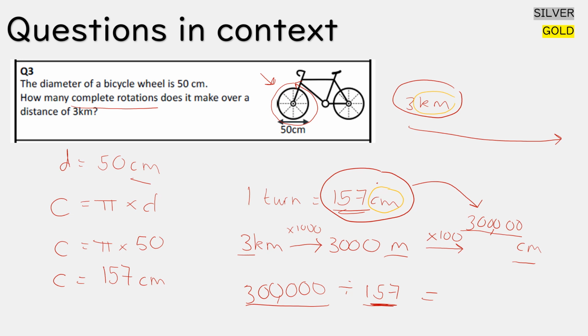Gives me a decimal answer, 1,910.82 and so on. I'm just going to put dot, dot, dot. Let's look back at the question. It says how many complete, so full rotations, we don't want decimal, how many complete rotations? Well, I'm just going to take this number here, get rid of the decimal because that's not a full turn. The overall answer should be 1,910. Okay, that's quite tricky, so really well done if you got that one.